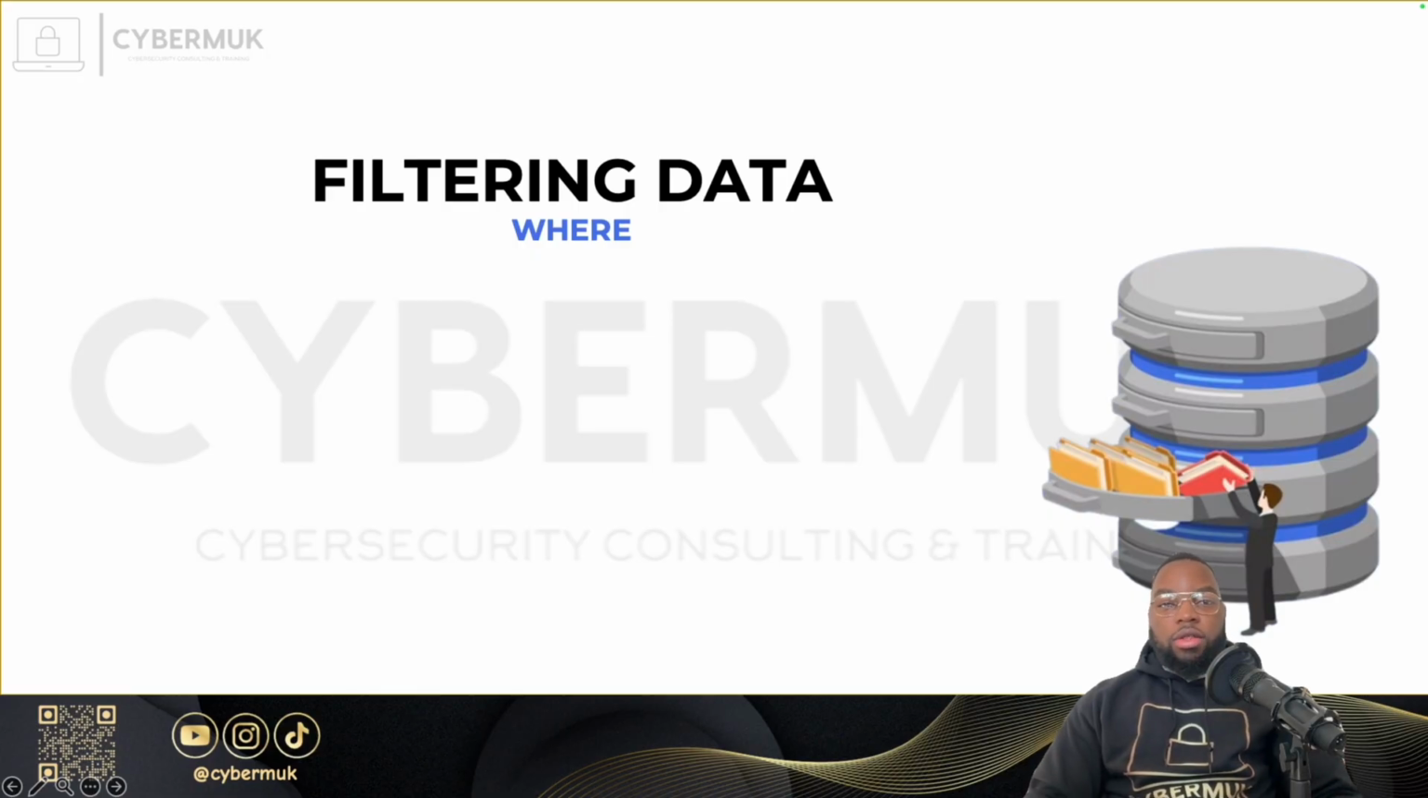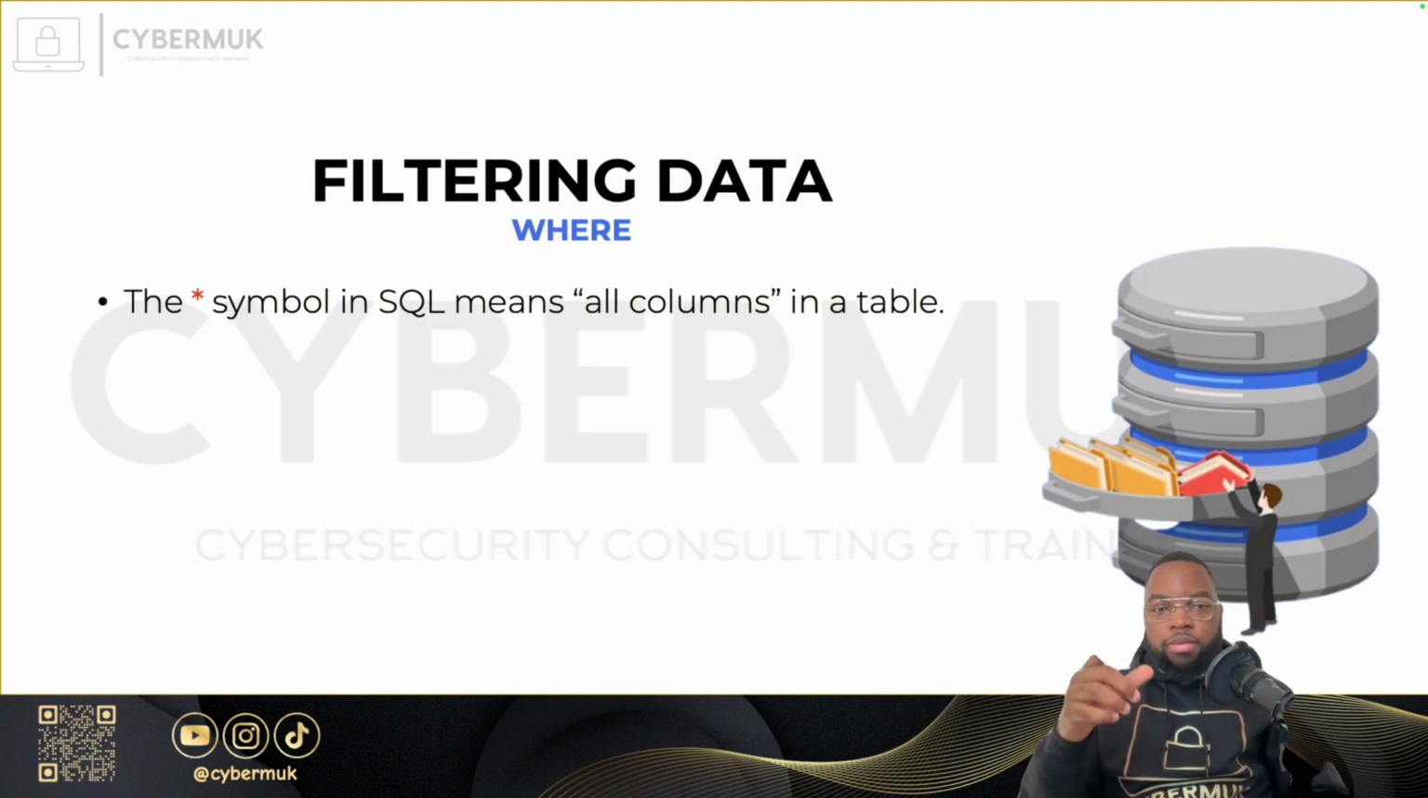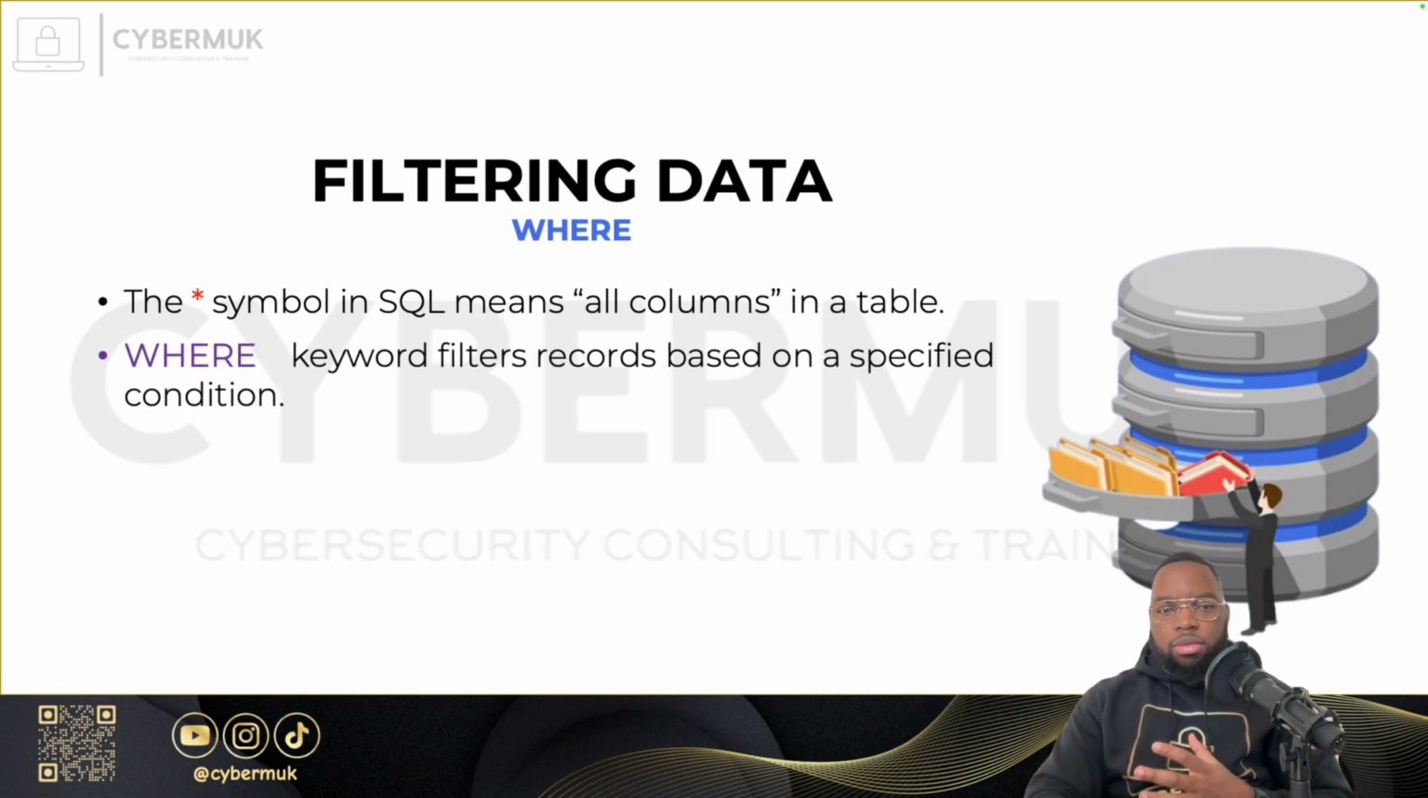Now we are going to filter data. If you want to read data within your table, you can filter data to know exactly what you want to see. Maybe you don't want to see the whole table, you want to see specific data. Then you'll use the keyword WHERE. The star symbol, as previously mentioned, means all columns in the table. So I want to see everything. But what if you wanted to see only specific data? That's where the WHERE keyword comes in.